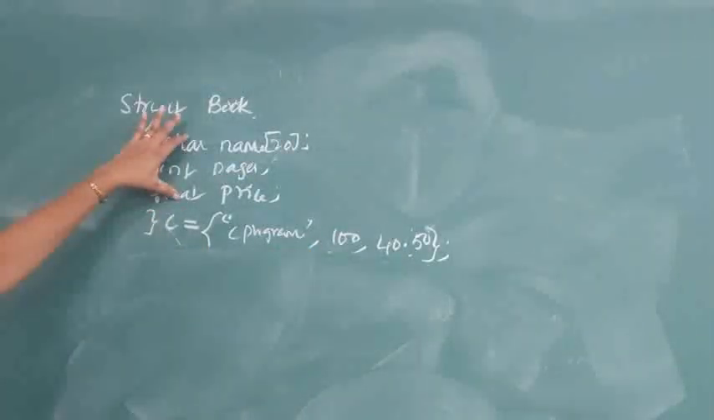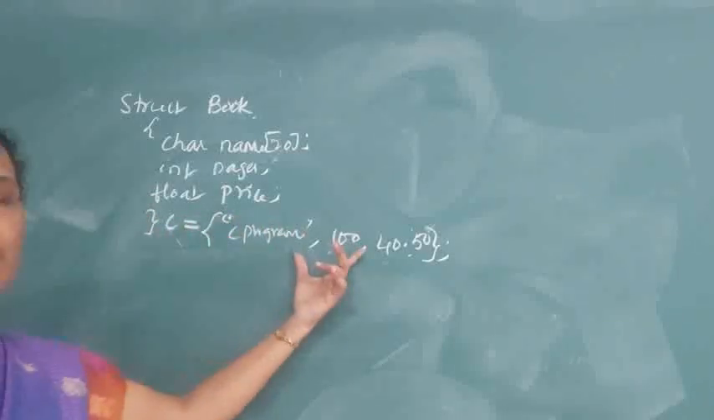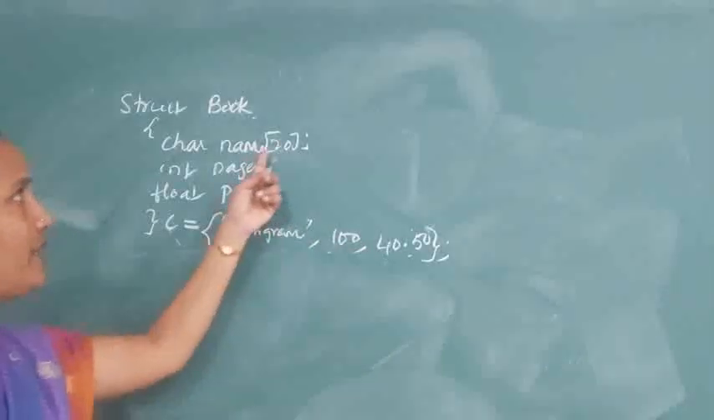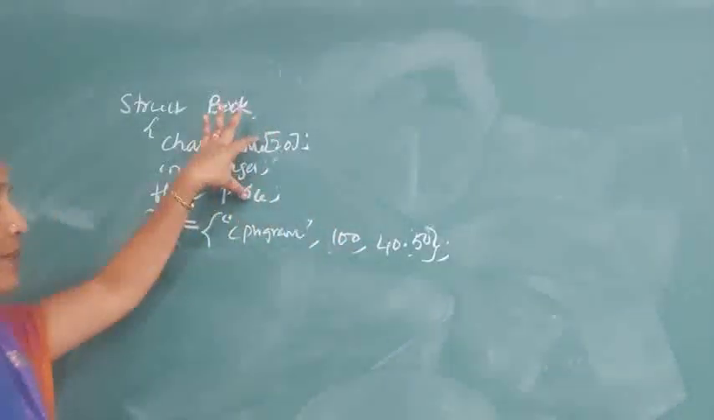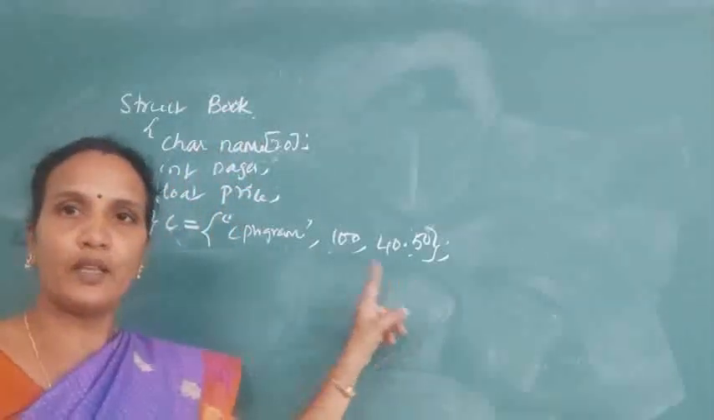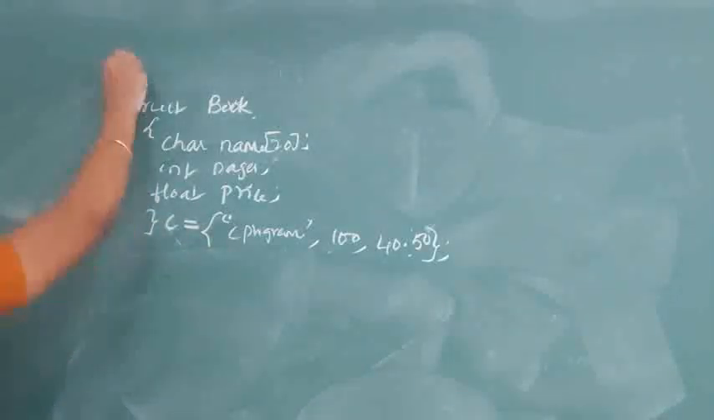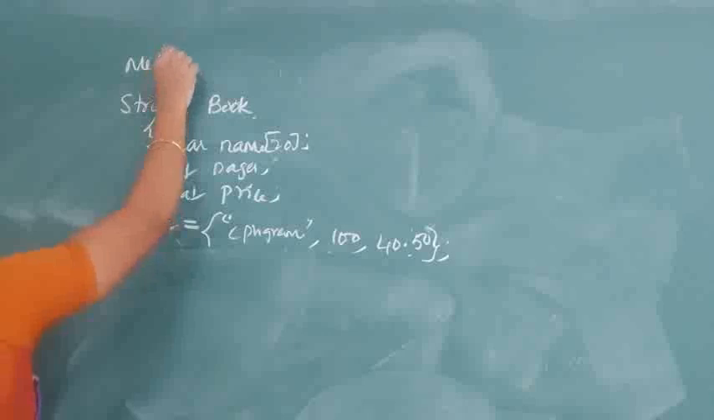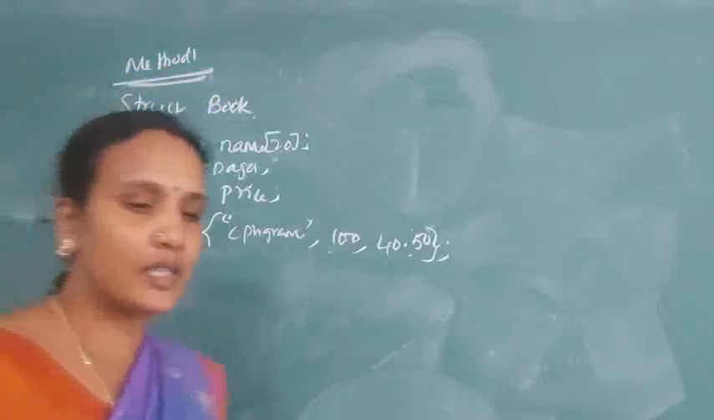After giving the structure, we give the structure variable equals to elements, more than one element. How many elements do we have? 1, 2, 3. So whatever members are there in the structure, the same members will be initialized. This is the first method. Okay, this is method 1. Now come to the second method.